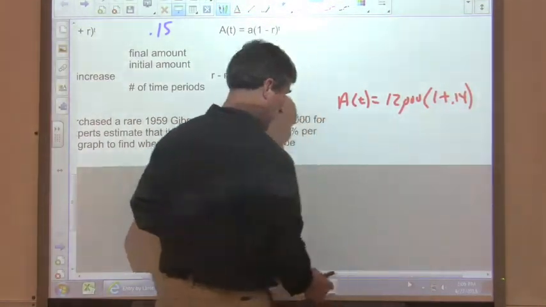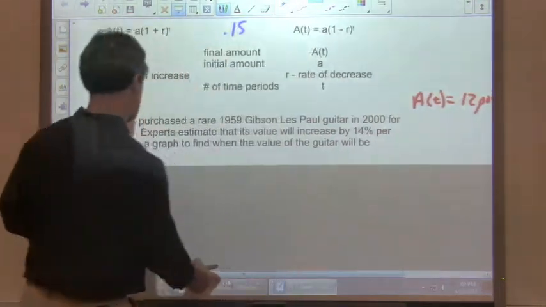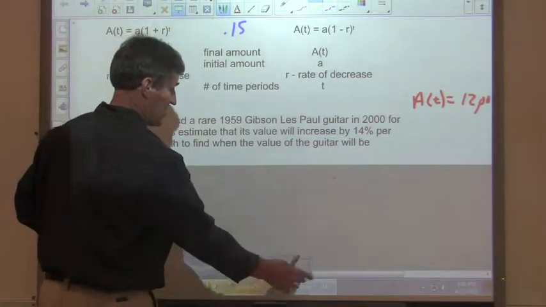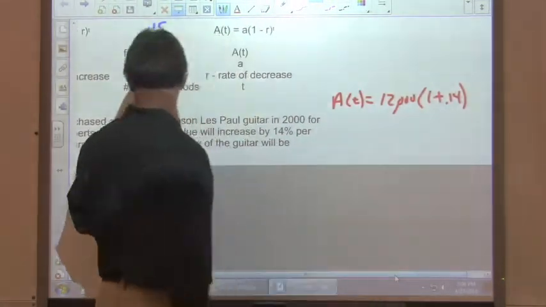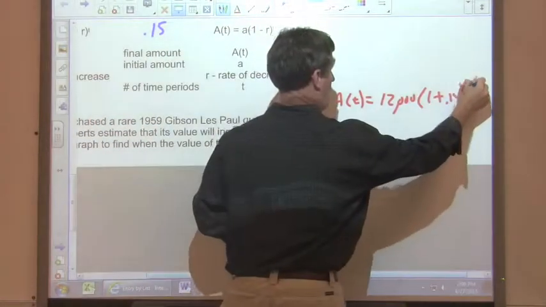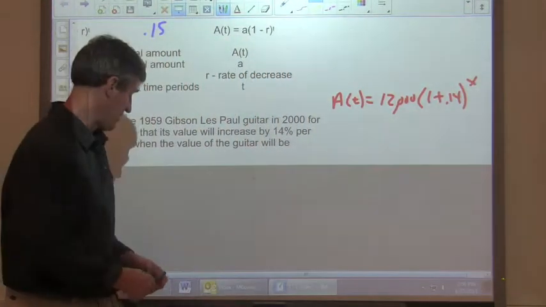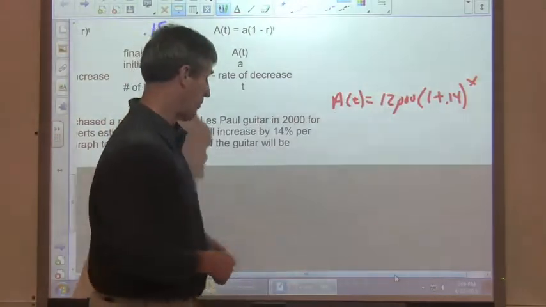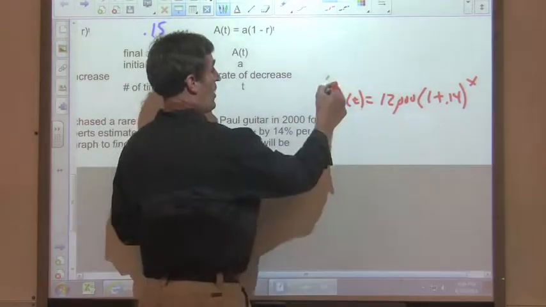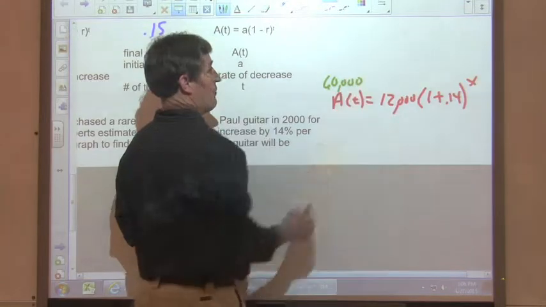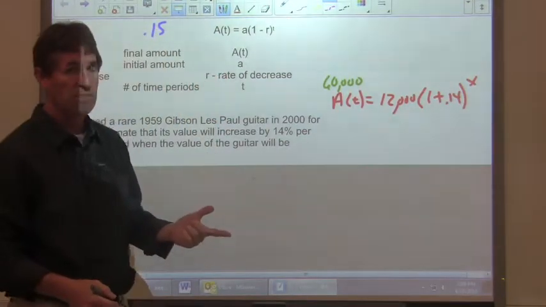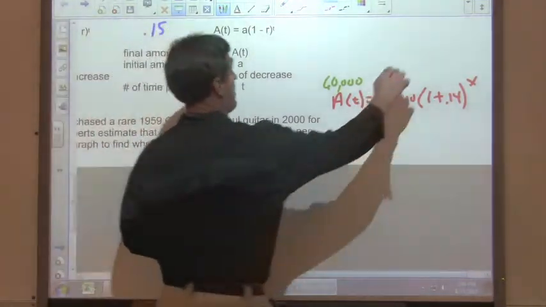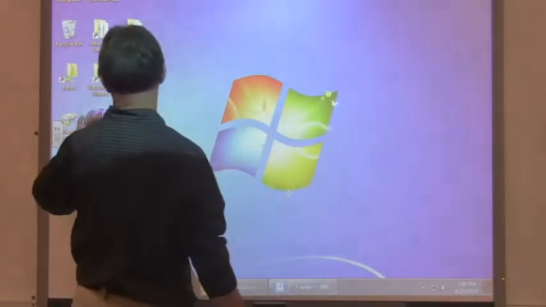And we don't know the length of time. In this case, it doesn't tell us the time. It wants to know when this A of t is going to reach $60,000. So we don't know what value we're going to have there. Now later in this chapter, we'll learn how to find this exactly, but we want to know at this time, how long does it take for it to get to $60,000? So once you have the equation, then we can go to our graphing calculator. So let's bring that up.